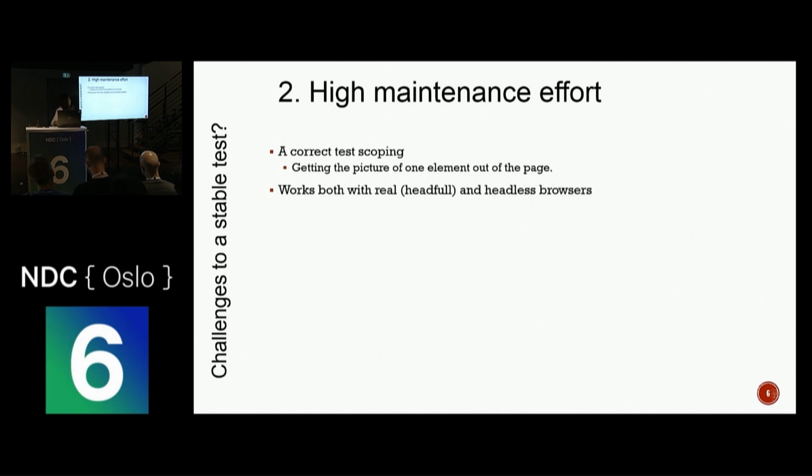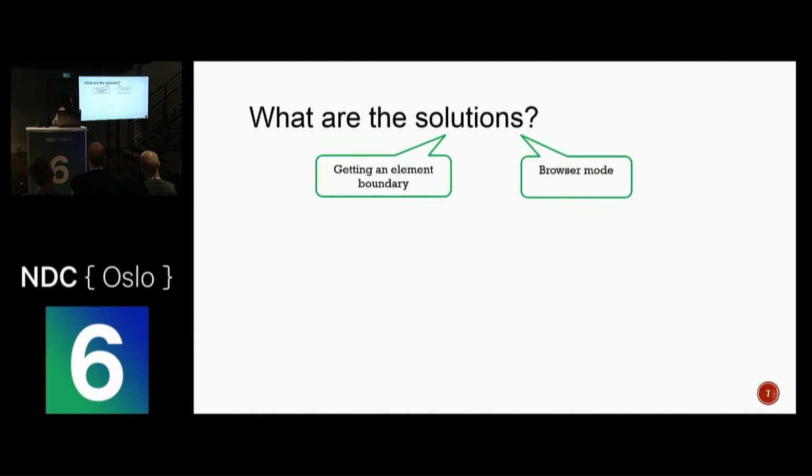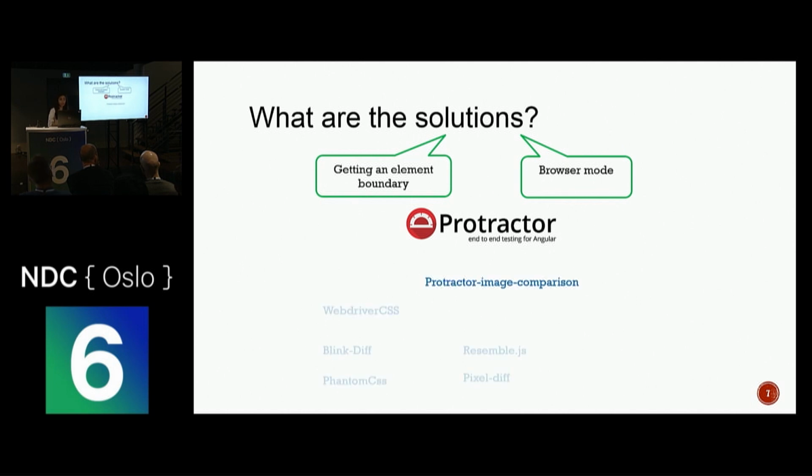So let's start shaping up the solution by addressing these two requirements: getting element boundary and browser mode. Do we have any technology limit? Of course. The front end we're using is based on Angular, so we chose Protractor as the end-to-end UI testing framework. We're looking for solutions that can get integrated in this framework.